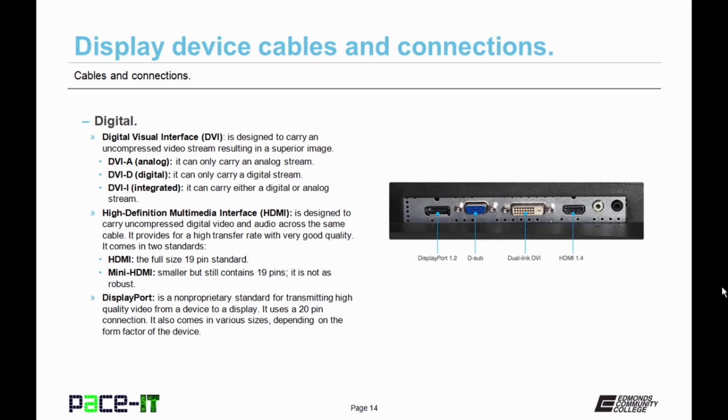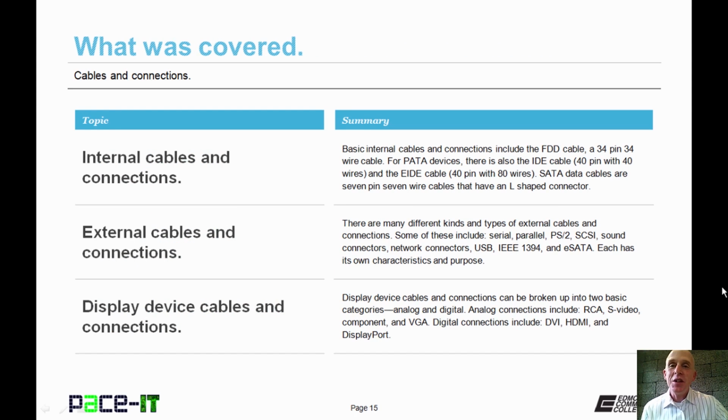And finally, we have the DisplayPort. Now, this is a non-proprietary standard for transmitting high-quality video from a device to a display. It uses a 20-pin connection. Now, DisplayPort comes in various sizes, depending upon the form factor of the device that is transmitting or receiving the stream. Now, that concludes this session on cables and connections. We talked about internal cables and connections, then moved on to external cables and connections, and we ended up on display device cables and connections.